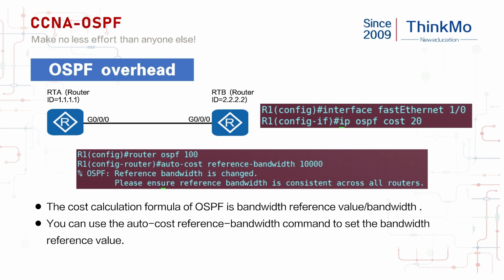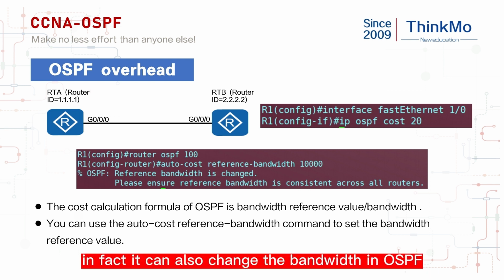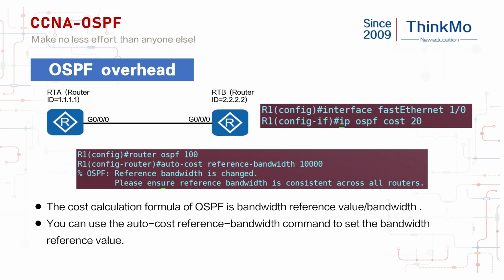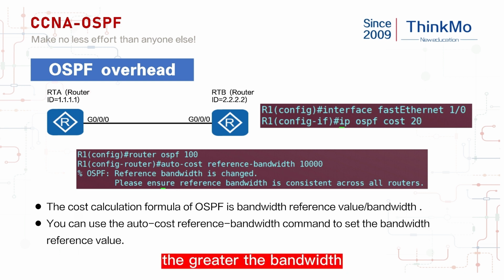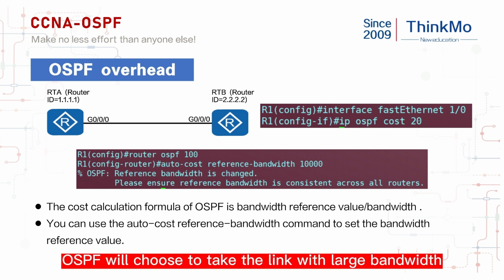OSPF overhead. It is called metric in EIGRP. Actually, this is the routing metric. In fact, it can also change the bandwidth in OSPF. It is the bandwidth reference value divided by the bandwidth. Cisco is 10 to the 8th. You just know the greater the bandwidth, the smaller the cost. Therefore, OSPF will choose to take the link with large bandwidth.